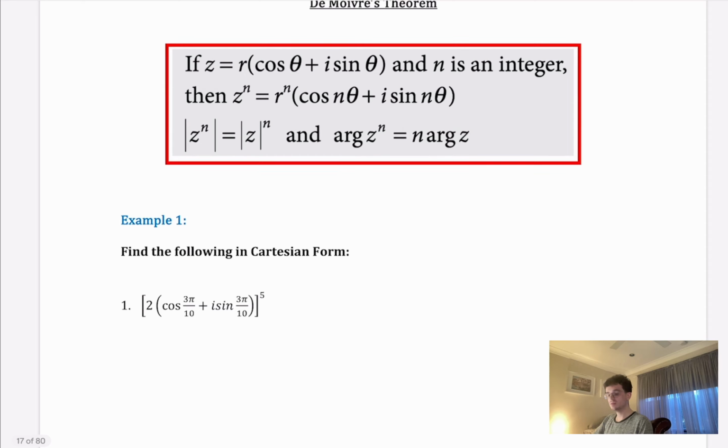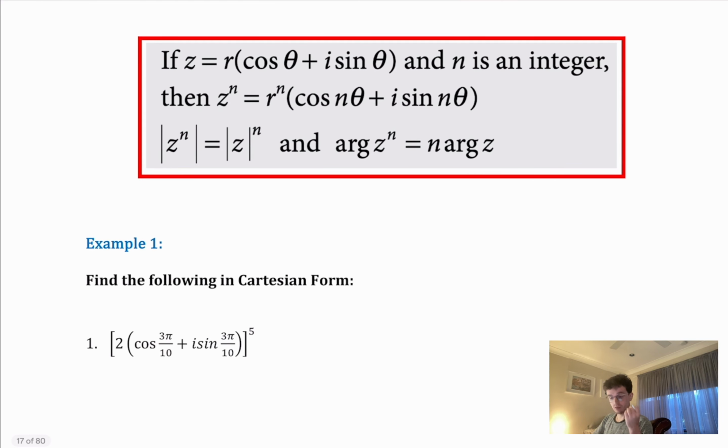De Moivre's theorem tells us that if we've got z in mod arg form, r cos theta plus i sine theta, then z to the n is just r to the n, so we raise the modulus to the power, and then we just times the angle by that power.